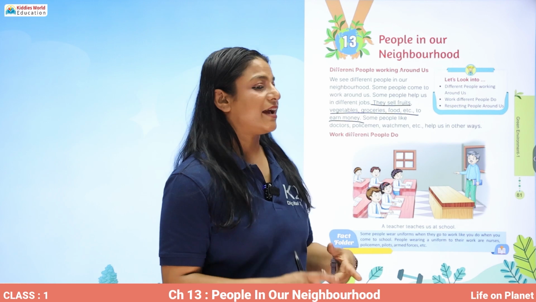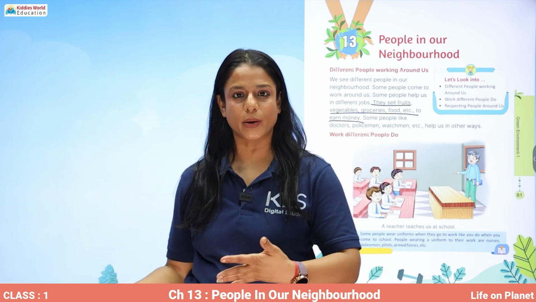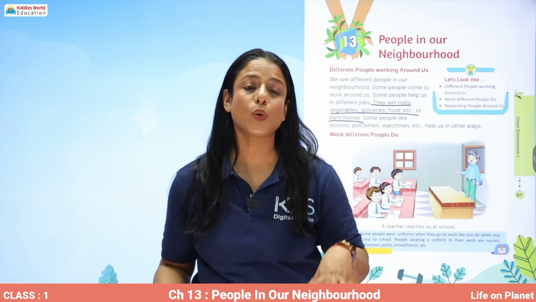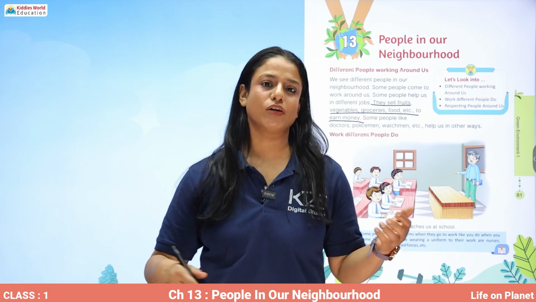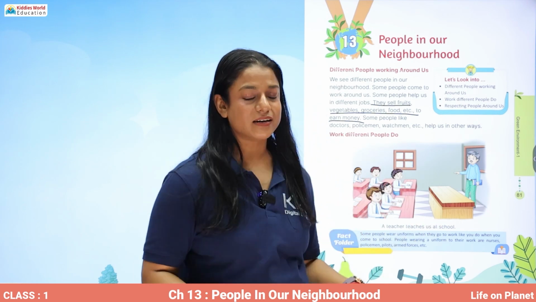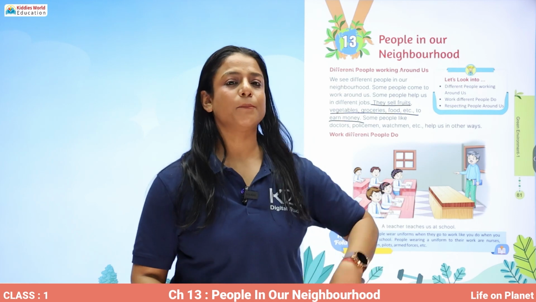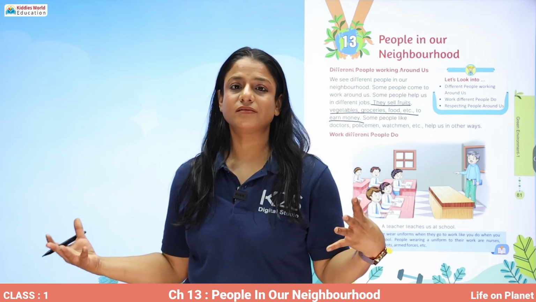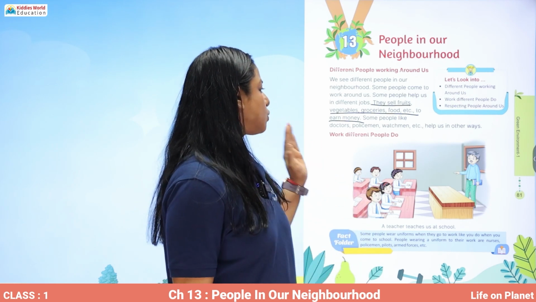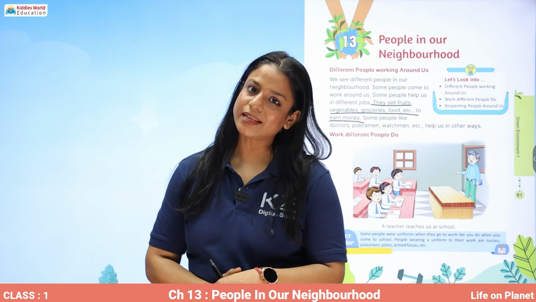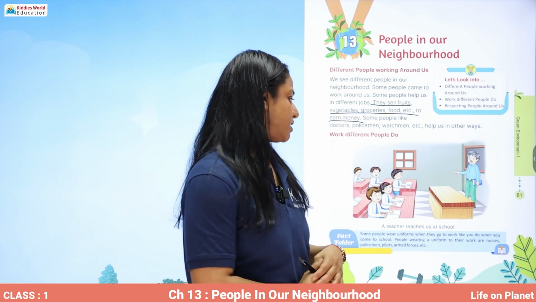And some people like doctors, policemen, watchmen, they help us in other ways. They give their services to us to help us in other ways. They treat us or they protect us, they guard us. So they render us services, okay? And some people sell different things which we need in our houses. So that is the work different people do. So let's see what different people do in different areas.